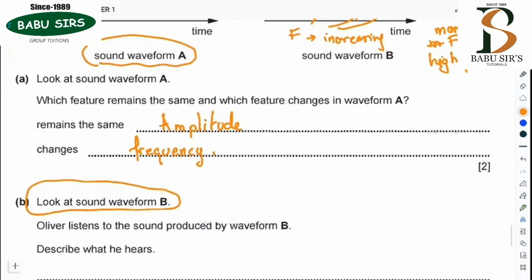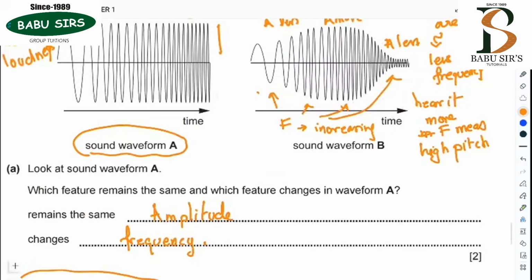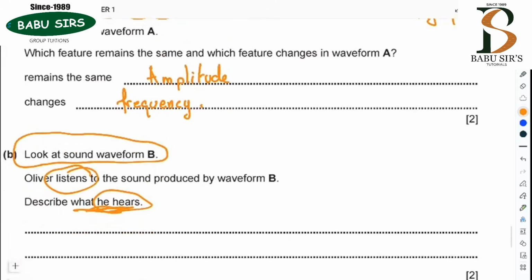So we'll see. Oliver listens. Now this is the hearing part. They are not asking about the wave. They are asking what he is hearing. Describe what he hears. So what he hears, you can see the frequency is increasing. So the pitch is increasing.